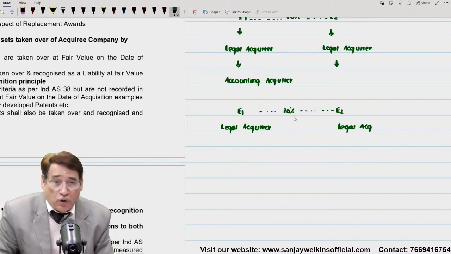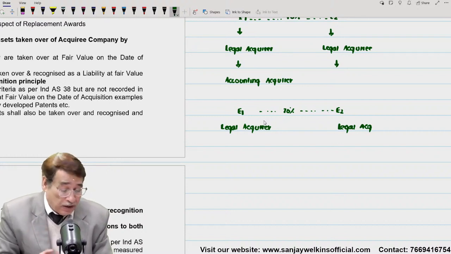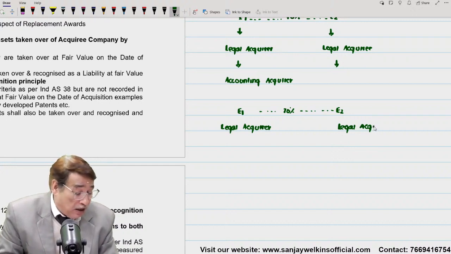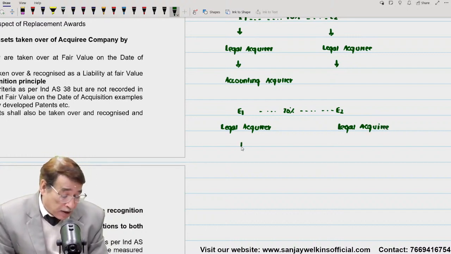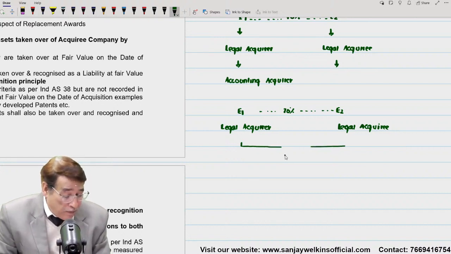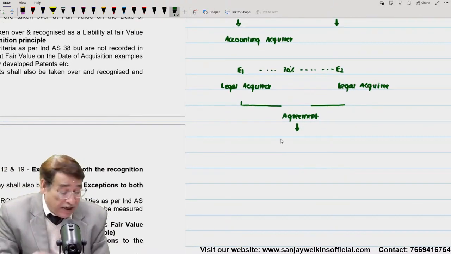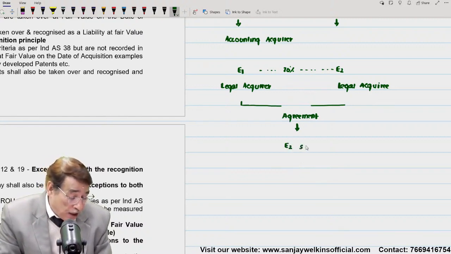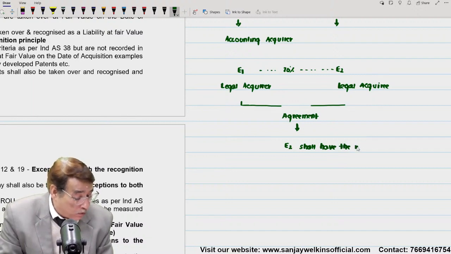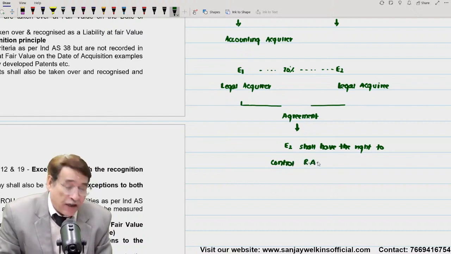Just pay attention here. E1 has got control over E2 by having a 70% stake. So no doubt E1 is the legal acquirer and E2 is the legal acquiree. However, let us say an agreement takes place between the shareholders of E1 and E2. As per the agreement, it was decided that E2 shall have the right to control relevant activities. RA means relevant activities.